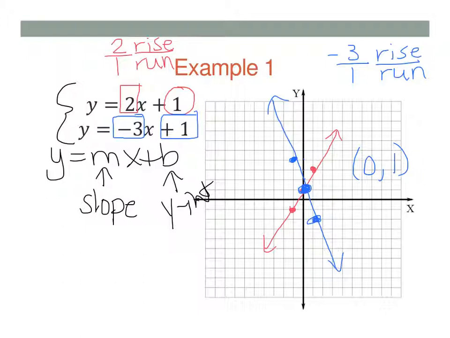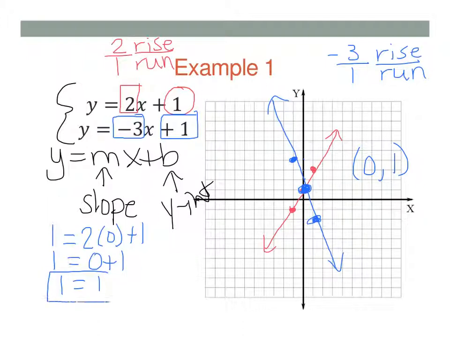What does that mean? That means that if we go back into our first equation and we plug in 1 for y and we plug in 0 for x, we know that 2 times 0 is 0. 0 plus 1 would give us 1. So that shows us right there that that is a solution for the first equation.